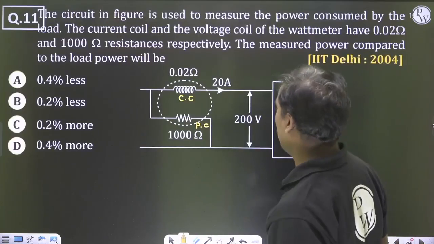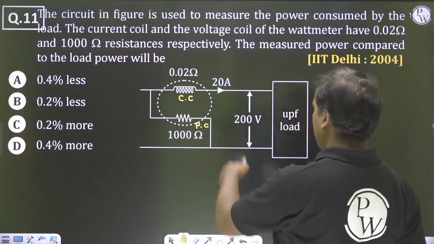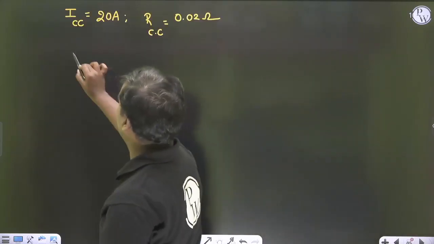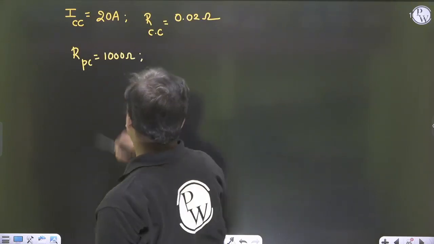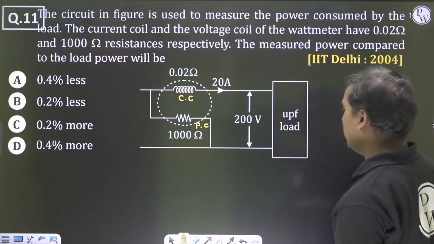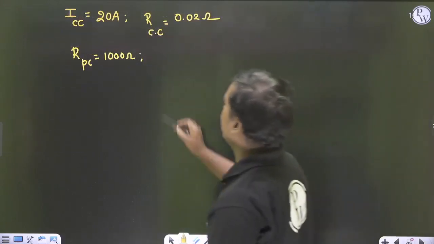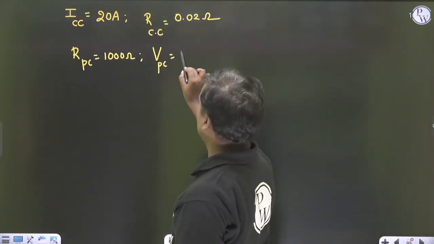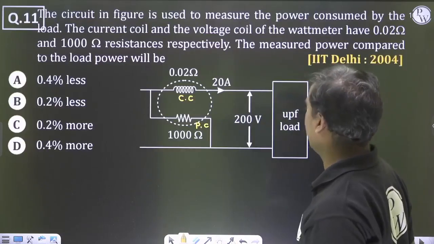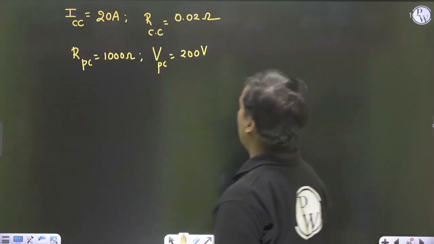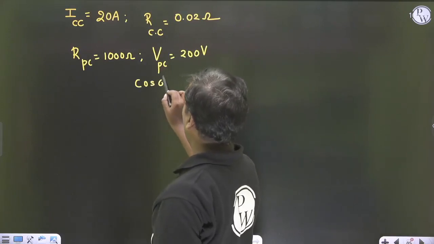Next, the voltage in the pressure coil we don't know, but the resistance of the pressure coil is given as 1000 ohms, and the voltage across the pressure coil we can take as 200 volts. Now what is the question he has given? Unity power factor, so cos phi is equal to 1.